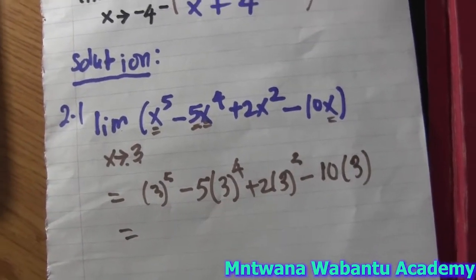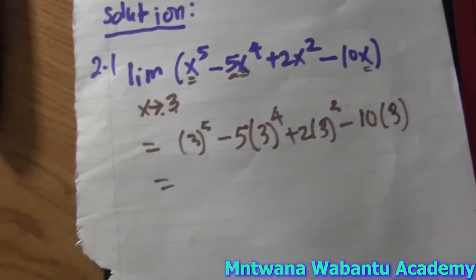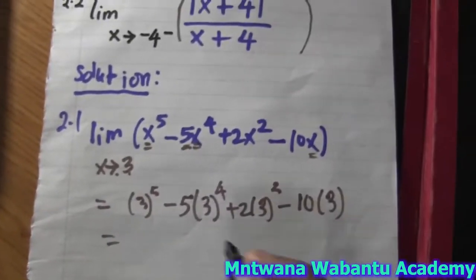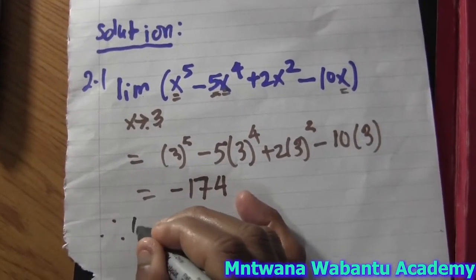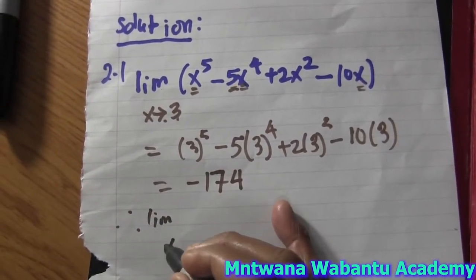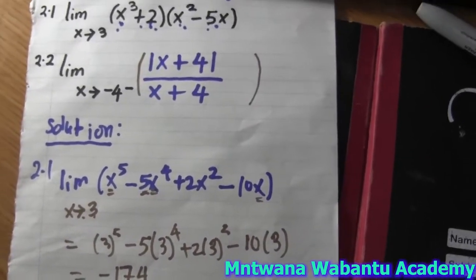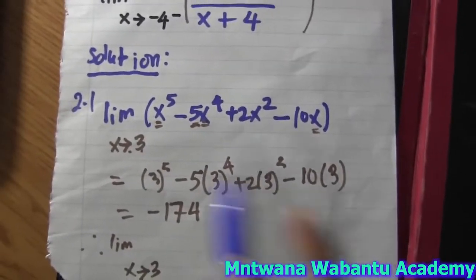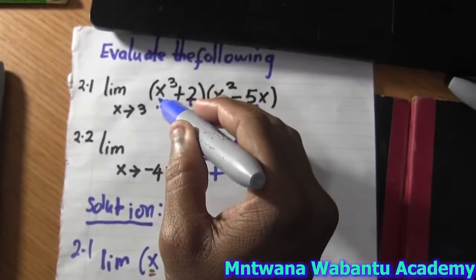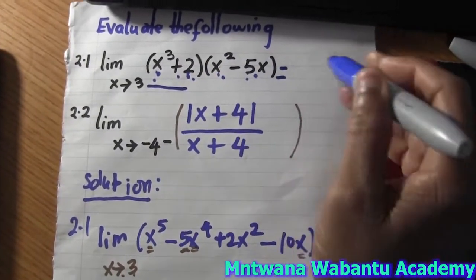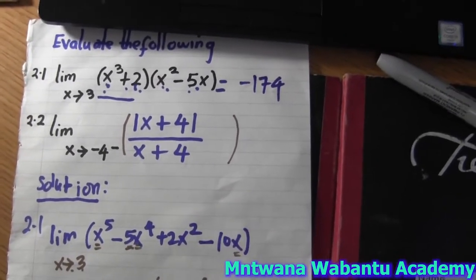If you plug it in the calculator, that's going to give you negative 174. So for that case, if I have the limit as x approaches 3 of exactly what I had, x to the power 5 minus 5x to the power 4 and so on, or you can just take the original one, all of this equals negative 174. Now let's go to question number 2. So question number 1 is done.